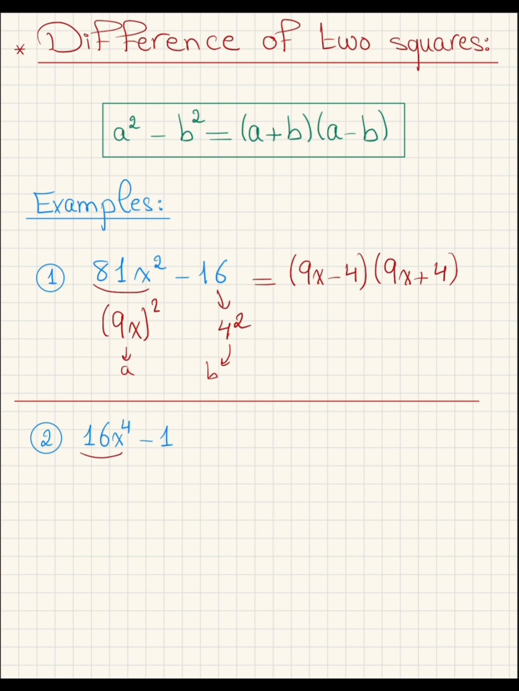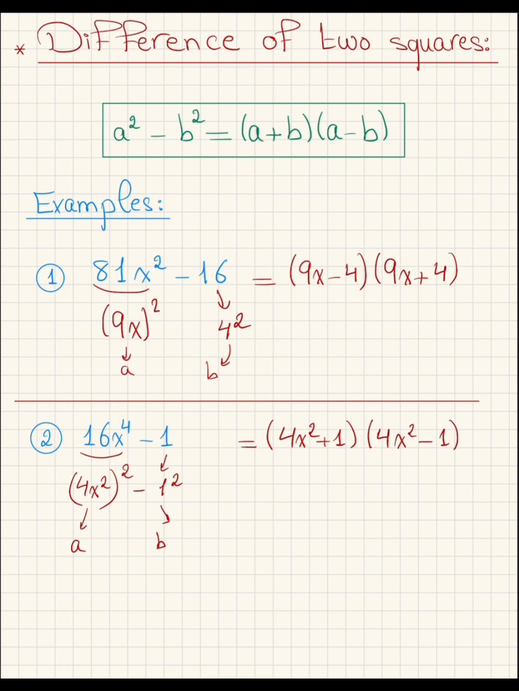16x to the power of 4, that is 4x squared all squared, so that is a perfect square, minus 1 is simply 1 to the power of 2, which means our A is 4x to the power of 2 and our B is 1. So now it becomes A plus B multiplied by A minus B. Now, is that the final answer?